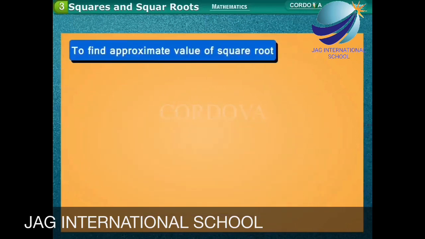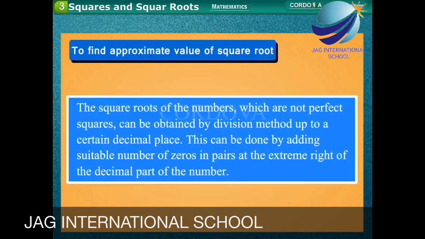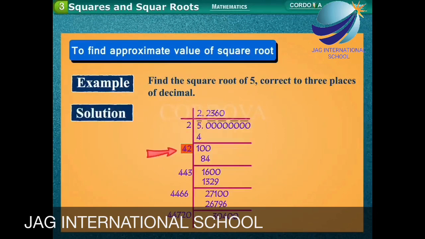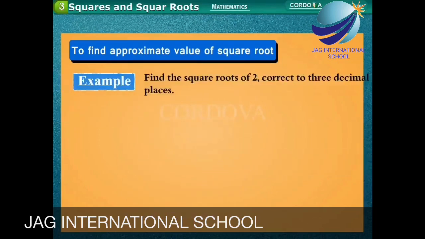To find approximate value of square root, the square root of the numbers which are not perfect squares can be obtained by division method up to a certain decimal place. This can be done by adding suitable number of zeros in pairs at the extreme right of the decimal part of the number. Example 4. Find the square root of 5 correct to 3 places of decimal. Solution. Therefore, square root of 5 is equal to 2.236.